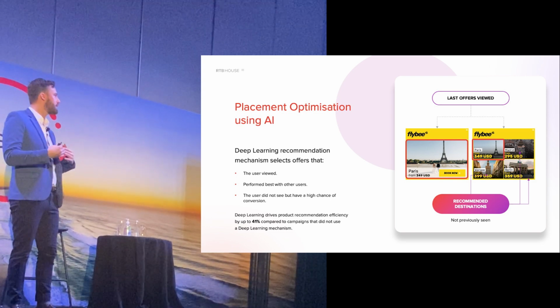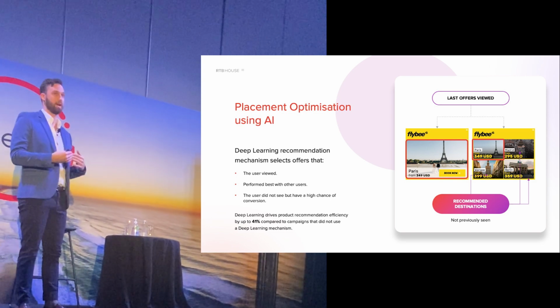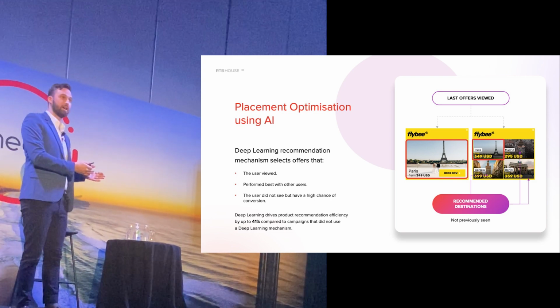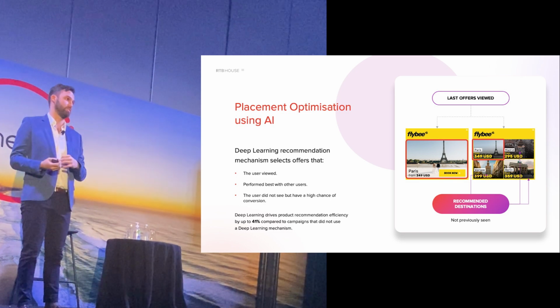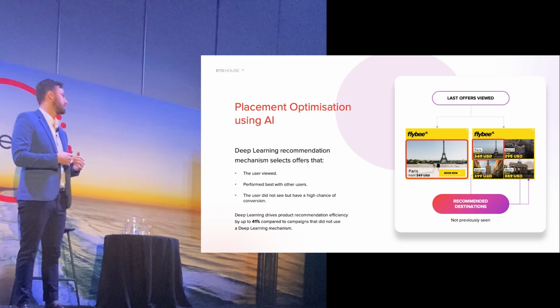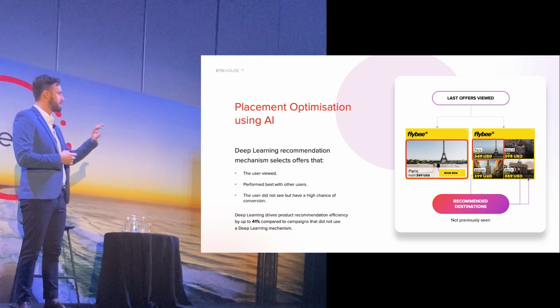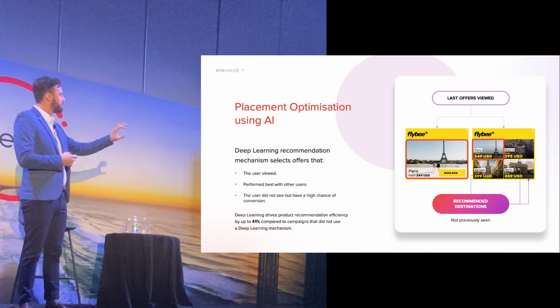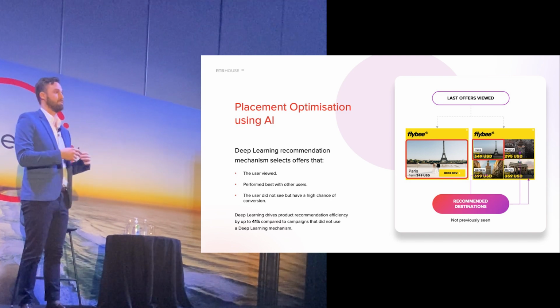Now, when we go into placement optimization and buying optimization, I come from a TV house, and this is what we do primarily. So we focus on the buying and placement optimization. What we can do here is we can take a dynamic creative, and the one that's highlighted is a product that someone might have seen before.